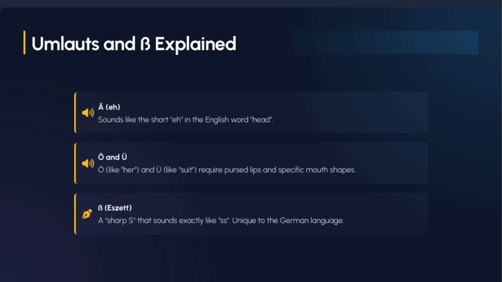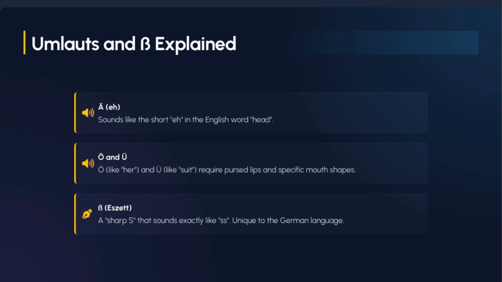Next, we have the vowels with umlauts, O umlaut and U umlaut. Now, these require a particular mouth shape, pursed lips, and a bit of a specific positioning. O umlaut sounds a bit like the "her" in English, but with rounded lips, while U umlaut is similar to the "suit" sound, again with those pursed lips. And then there's A umlaut, which is pronounced like the short A in the word "head."